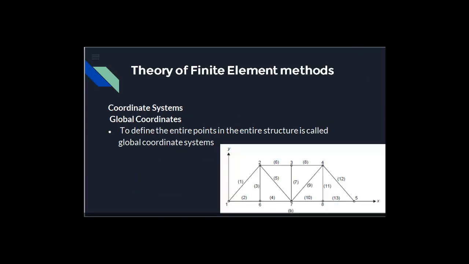Global coordinate system is defined as the system used to define all the points in the entire structure. For example, when we take a truss structure, when we define the entire points of the structure that represent the entire structure, that is referred to as the global coordinate system, and the truss member falls in x and y direction similar to the global coordinates or global axis.